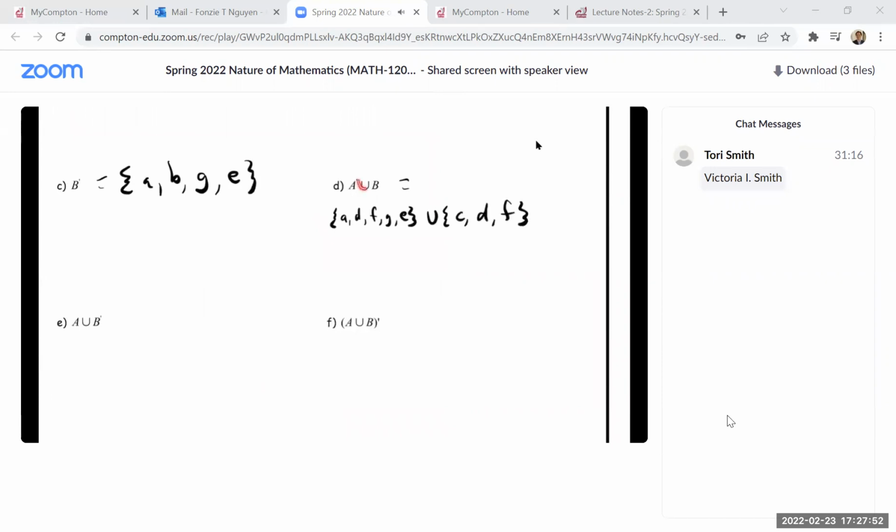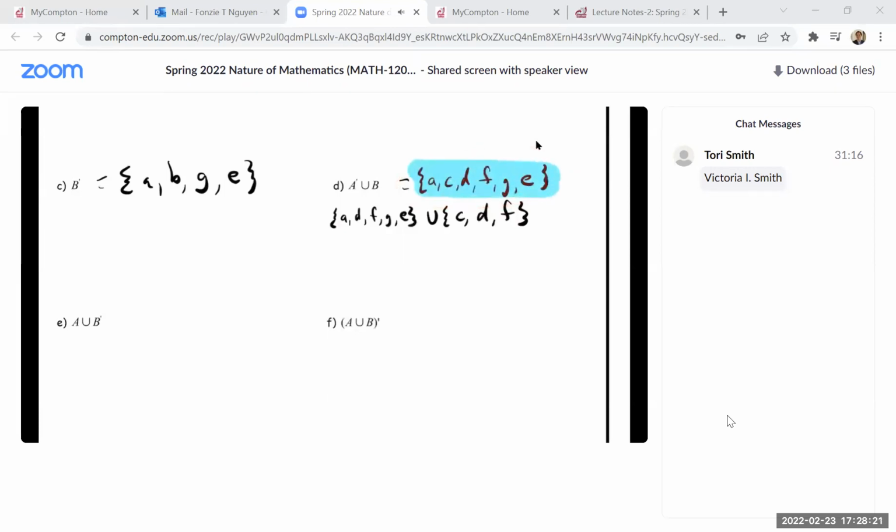And remember what the union means. Union means combining the two sets into one big set. A, C, D, F, G, E. Yeah, I think you're right. So we got A, C, D, F, G, and E. And we don't repeat the D and the F again. We only write it one time. So that is correct.